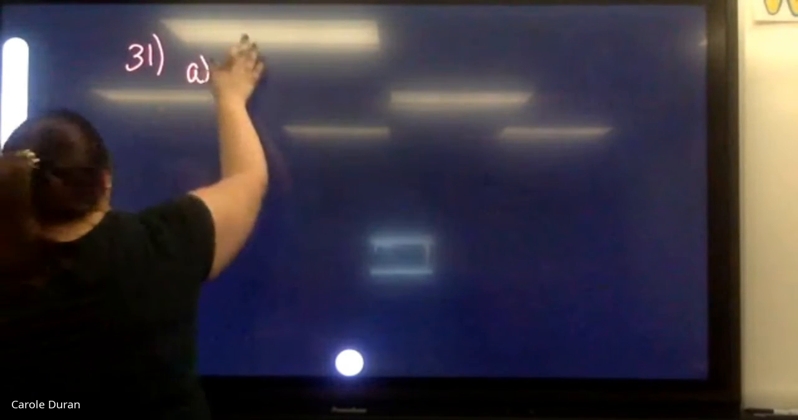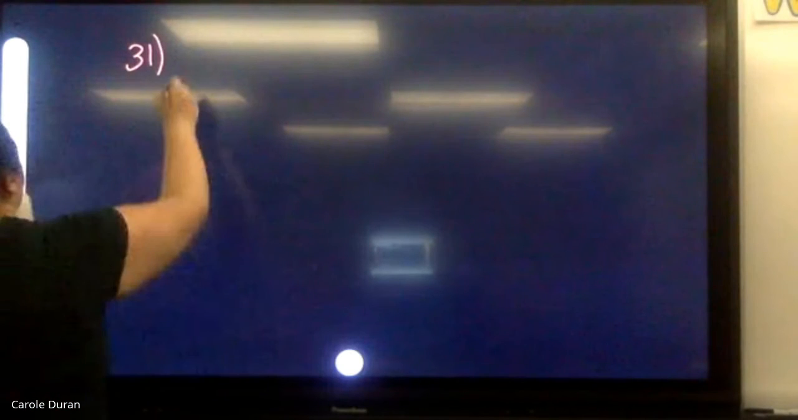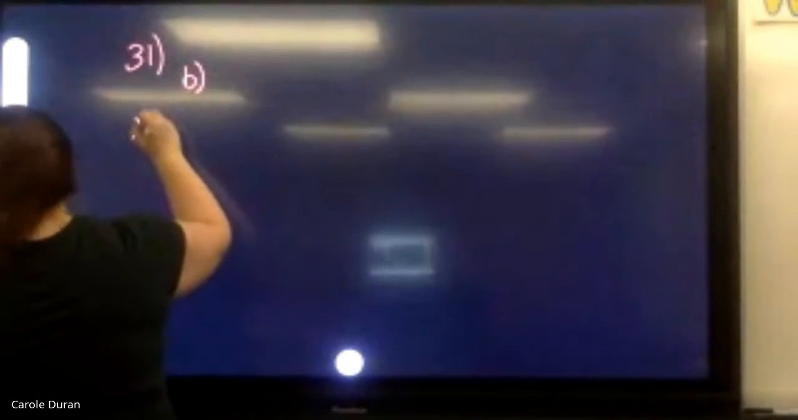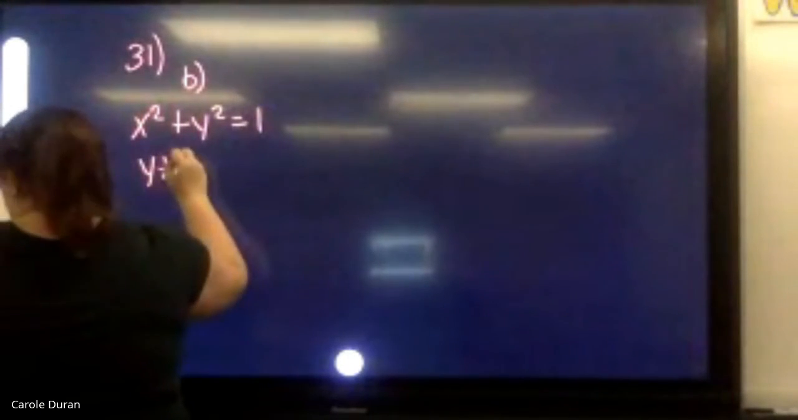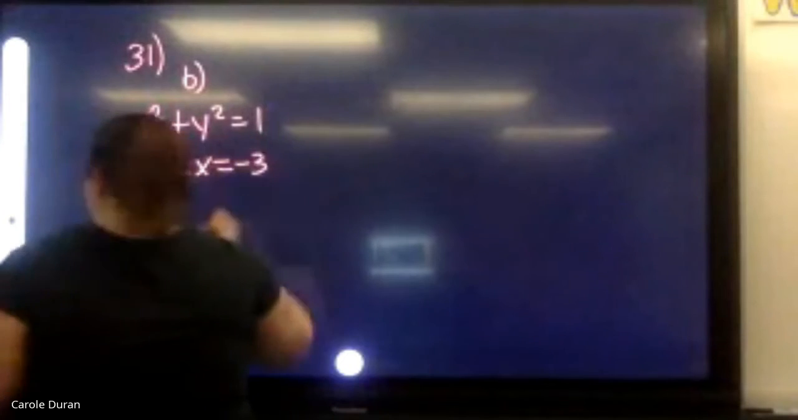So on 31, I'm going to go ahead and do A because that's a substitution problem. Actually, I'll go ahead and do B. On A, you just set those 2 equations equal to each other, and then do cross multiplication and solve that way. So for B, I have x squared plus y squared equals 1, and I have y plus 2x equals negative 3.